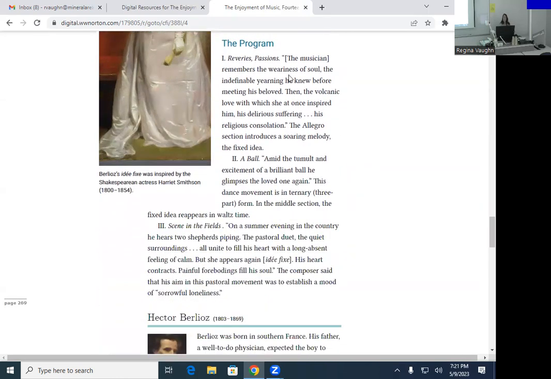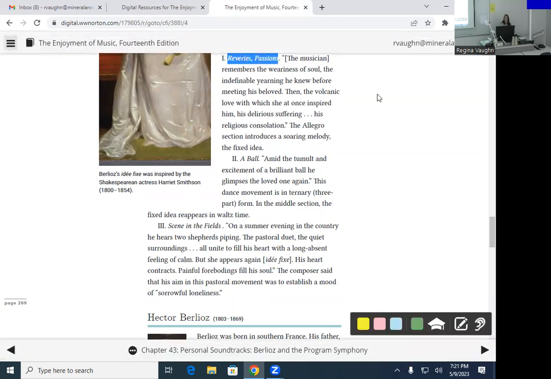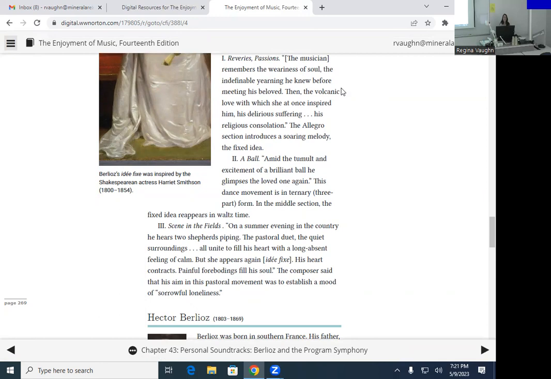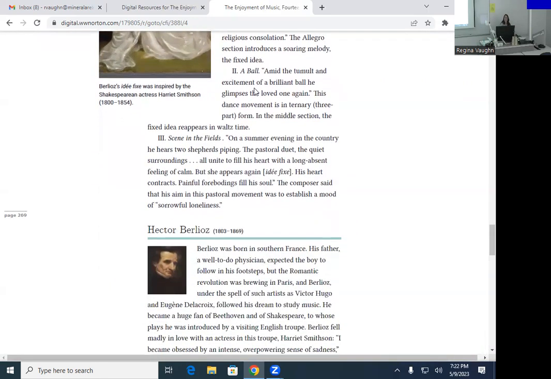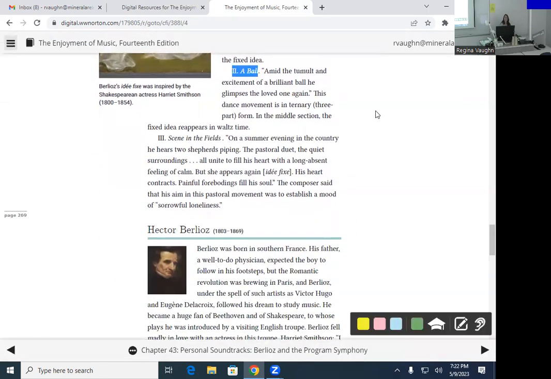The program of the symphony is as such. The first movement is called Reveries or Passions. The musician remembers the weariness of soul, the indefinable yearning he knew before meeting his beloved. Then the volcanic love with which she at once inspired him, his delirious suffering, his religious consolation. The second movement is a ball. Amid the tumult and excitement of a brilliant ball, he glimpses the loved one again. This time, the Idée fixe appears in waltz time, so like you're at a ball and you're dancing.